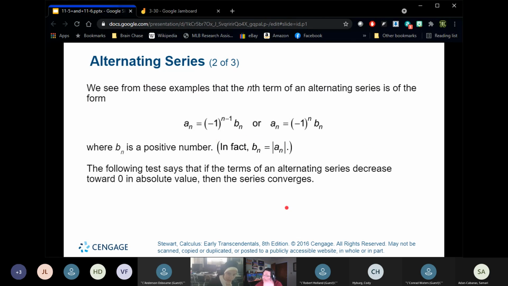When we're looking at it, the b sub n is actually a very important piece. That's basically the series part of it, and then the alternating part is that -1 to the n. So we want to be able to separate out those two, because when we're doing the test, we're going to look at the actual series piece without the alternating part in there.